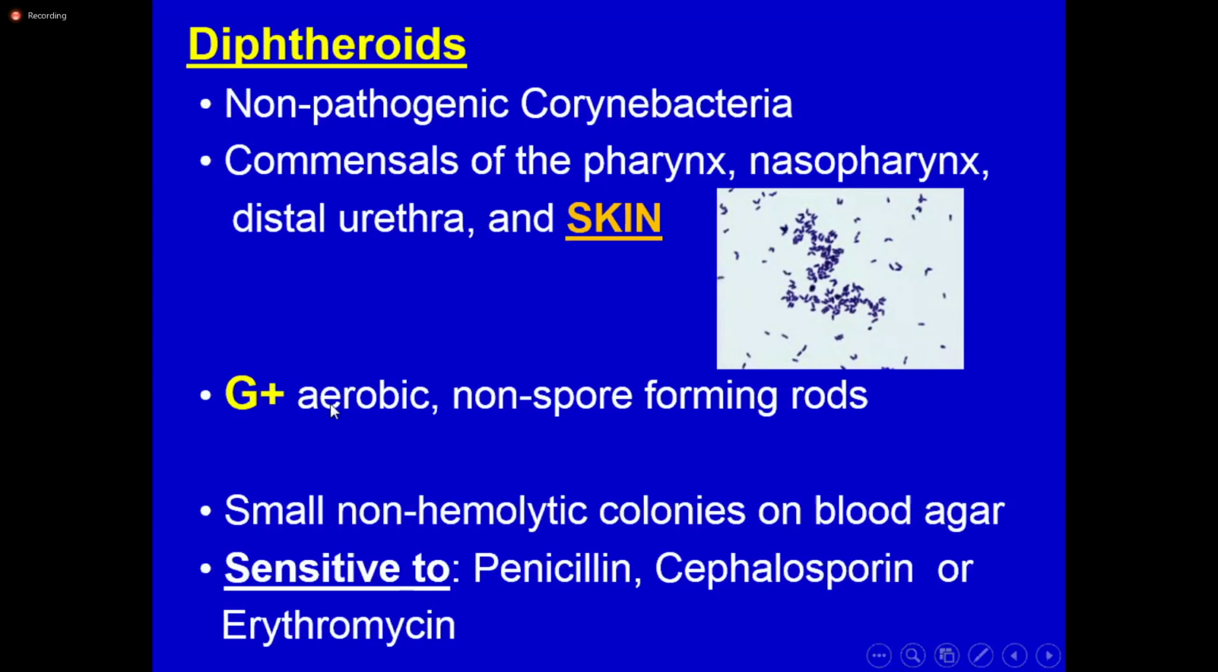These are gram-positive aerobic bacteria, non-spore forming, rods. So these are rods. You can see them, bacilli. These produce small non-hemolytic colonies on the blood agar, so they cannot cause hemolysis of the blood. These microbes are sensitive to penicillins, cephalosporins, and erythromycins. Because these are gram-positive, of course they will be sensitive to penicillin, cephalosporin, and erythromycin.